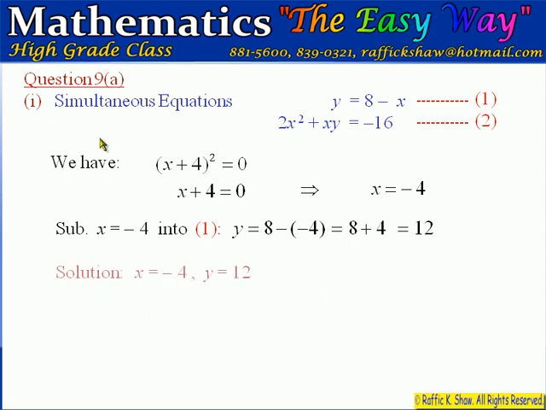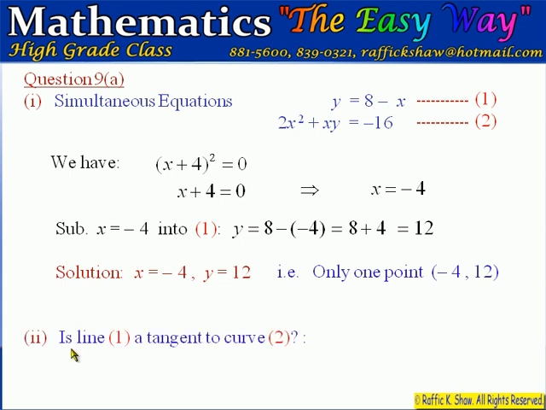And so our solution for these simultaneous equations is x equals negative 4, y equals 12, and that is one point of intersection between the line and the curve. Only one point of intersection. The point is negative 4, 12. Now let's move down to part 2.